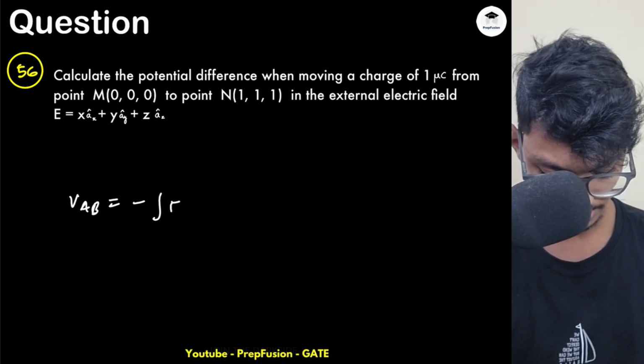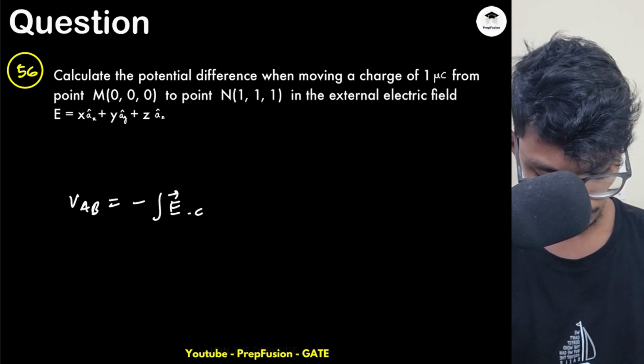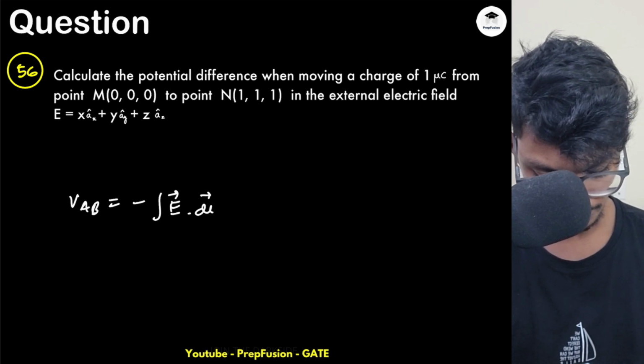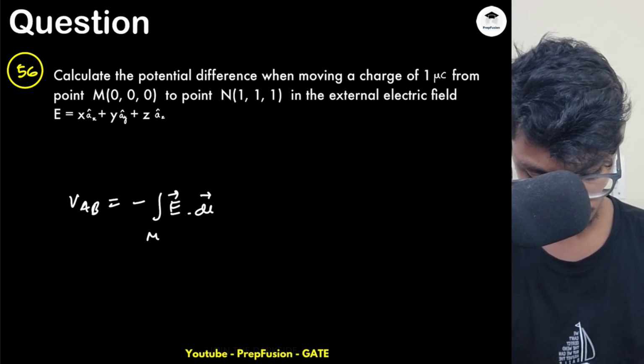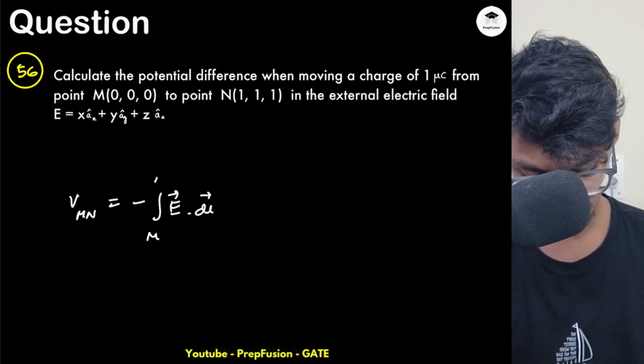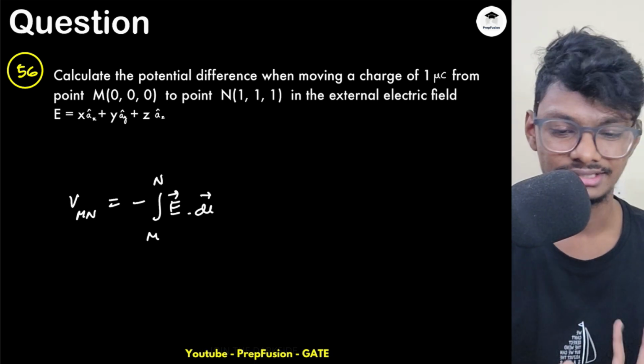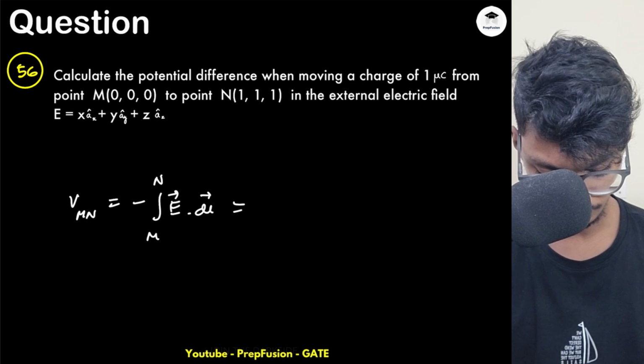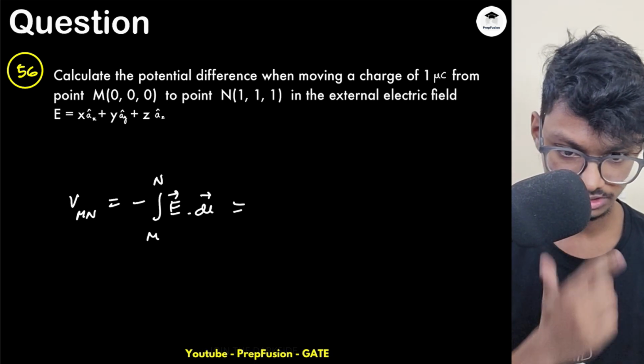Negative of the integral of E dot dl from A to B, that is from the origin M to N. I can directly use the formula. No need to draw the figures and all. We can directly use the formula, right? I will simply use a straight line.